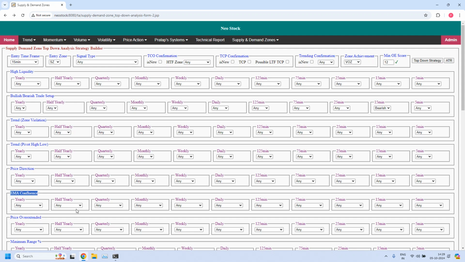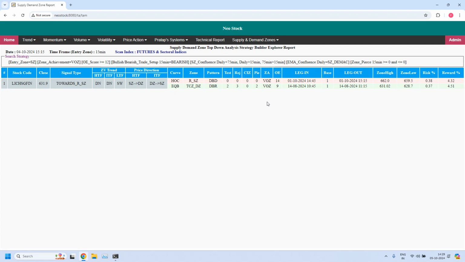In the EMA confluence at daily time frame, daily supply zone with daily EMA confluence. Why? What is the reason? The reason is 15 and 75 together part of the daily zone. So daily EMA confluence we are verifying. Very good. This is also having EMA confluence. See here, daily supply zone with daily EMA confluence. Excellent. The supply zone is a high probability setup.